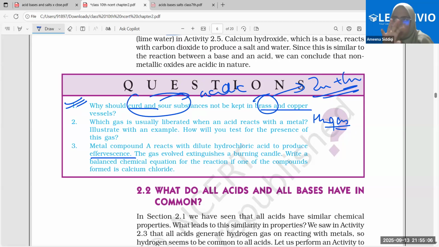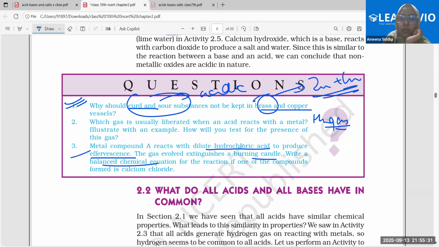Whenever we pour a cold drink into a glass, what do we see? We see that effervescence happening. Wherever there is carbon dioxide, we will see effervescence. I hope that is clear. So effervescence is a physical display that carbon dioxide is present. Metal compound A reacts with dilute hydrochloric acid to produce effervescence. The gas evolved extinguishes a burning candle, right?